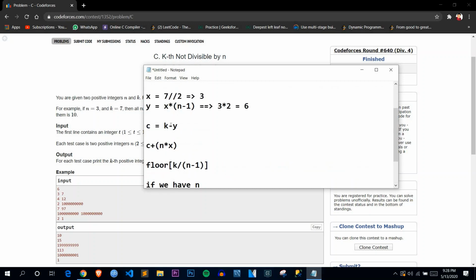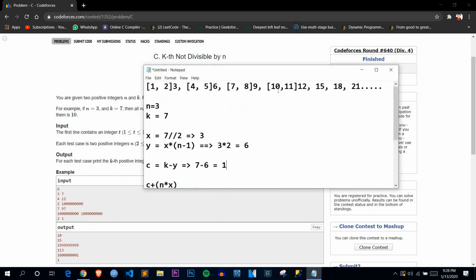So over here y is 6. So k minus 1 y. So 7 minus, so this means what? 7 minus 6, that is 1. So this one means the answer is the first term of the fourth segment.